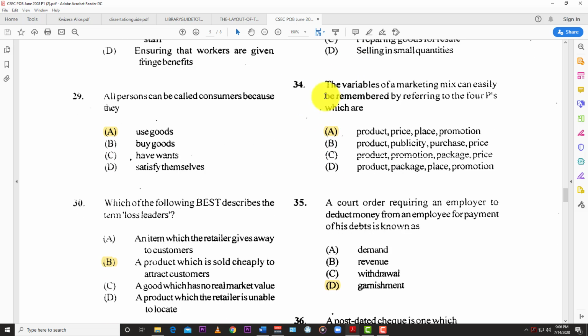Number 34. The variables of a marketing mix can easily be remembered by referring to the 4 P's, which are product, price, place, and promotion. Those are the 4 P's. Product, price, place, promotion, the 4 P's.